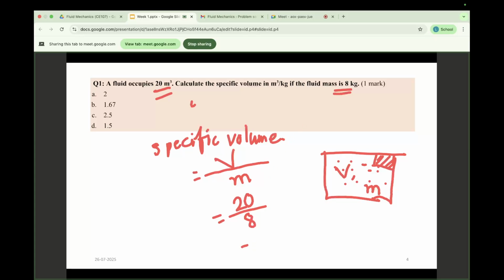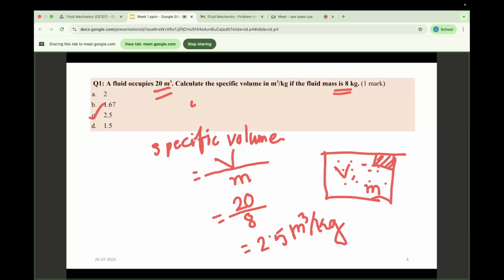So what I will get? I will get this answer as 2.5 meter cube per kg, right? So that is the answer, and many of the students have given the right answer, and some have made mistakes, so it's okay. You will just practice and you will get the right answer. Okay, so this is the answer.